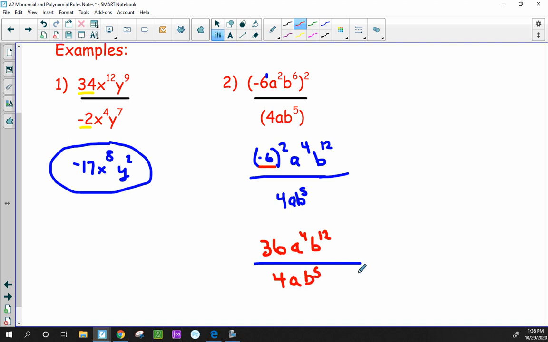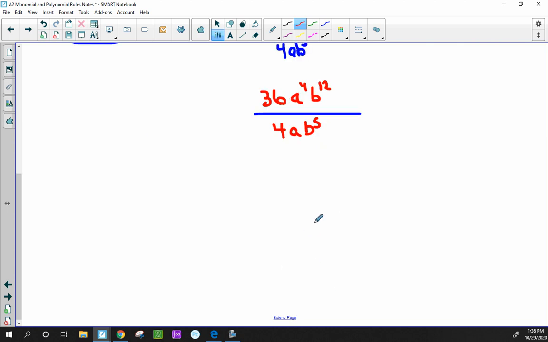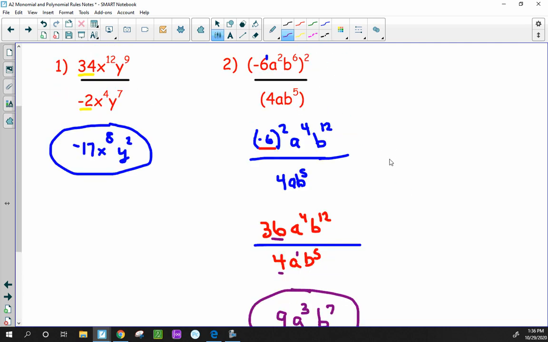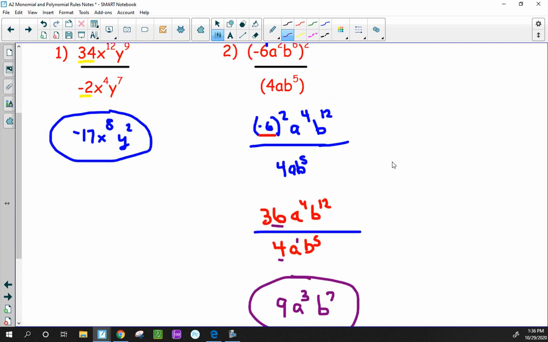Copy everything down, and then to finalize this, you're going to need to do the quotient rule. And so again, the quotient rule says coefficients need to be divided. 36 divided by 4. 4 goes into 36 9 times. A to the 4th divided by a to the 1st. We are to subtract powers when we're dividing. Subtract powers. 4 minus 1. Then we deal with the b's. Top one has 12, bottom 5. 12 minus 5 to get 7. And so that required a little bit more work. You do show all your steps. That's your answer.